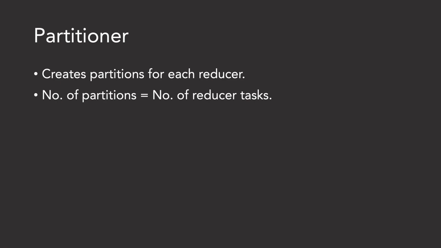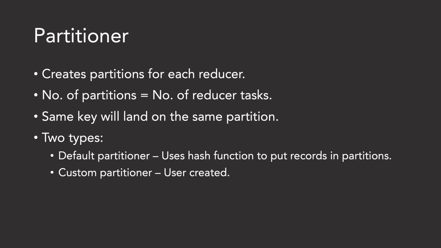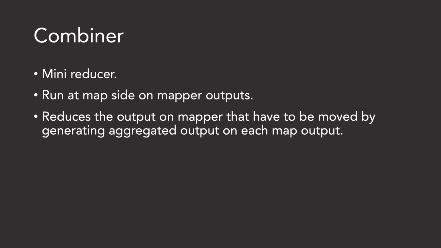Another component in the MapReduce framework is the partitioner. What the partitioner does is create partitions for each reducer. The partitions will be created based on the key. The number of partitions would always be equal to the number of reducer tasks. And keys with the same value would always land on the same partition. There can be two types of partitioners. One is the default partitioner, which uses a hash function to put records in partitions. And then there can be a custom partitioner also, meaning that we can create our own partitioner. Typically, the default partitioner would work in most cases.